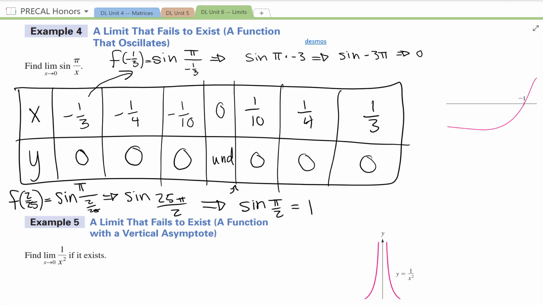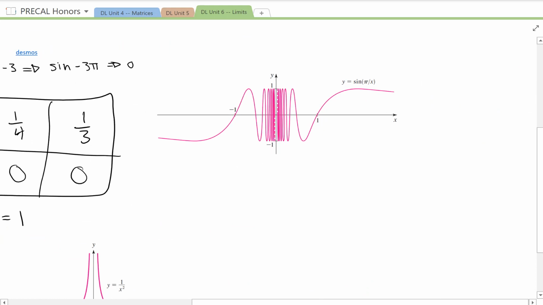So when we plug in 2 over 25, we actually get sine of pi halves, because that's coterminal to 25 pi over 2, which is 1. So literally right next to where we were going. As we got smaller, we went to 1? So then, did we just choose bad fractions? What is happening here? Let's take a look at the graph.